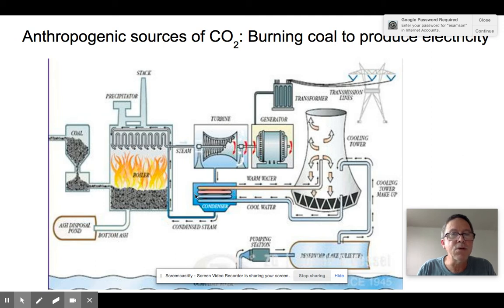So this water comes in cold, it picks up heat from the steam, and it comes back out warmer, which is why you see all this what looks like smoke, but it's really steam coming out of here. But the net effect is to have taken the heat out of the steam, turn it back into a liquid, which you can then put in here and reboil to a steam.